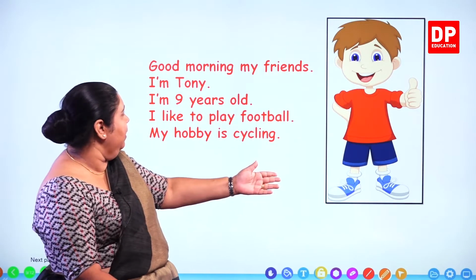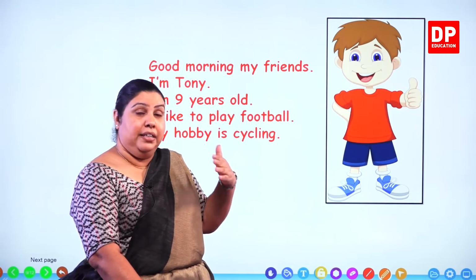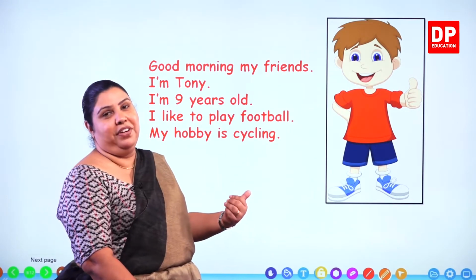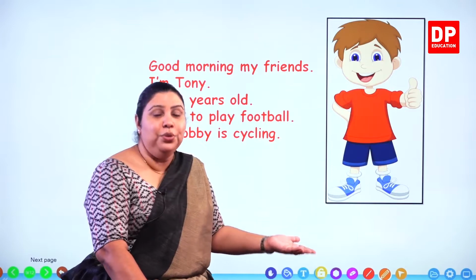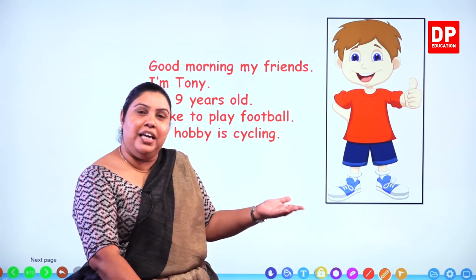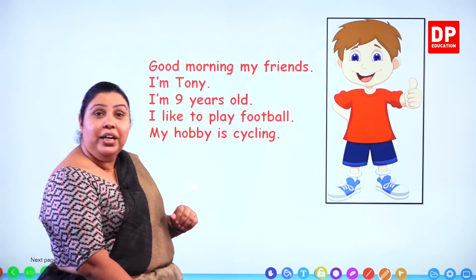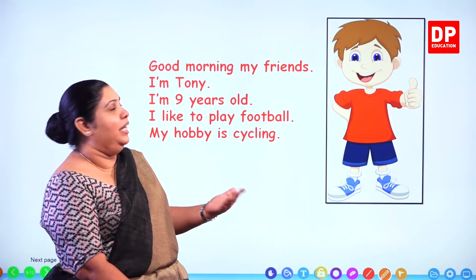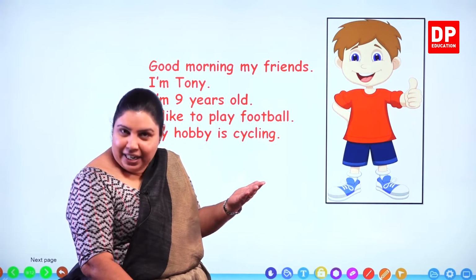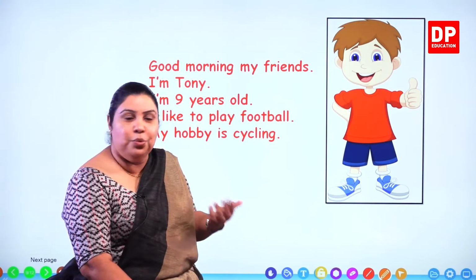This is Tony. And how is he introducing himself? He greets his friends nicely saying, good morning, my friends. Now, if it is in the afternoon, you have to say, good afternoon, my friends. If it is in the evening, you have to say, good evening, my friends. Okay? So he says, good morning, my friends. I'm Tony. I'm 9 years old. So my little girls and boys, you're 9 years old, right? So Tony says, I'm 9 years old.